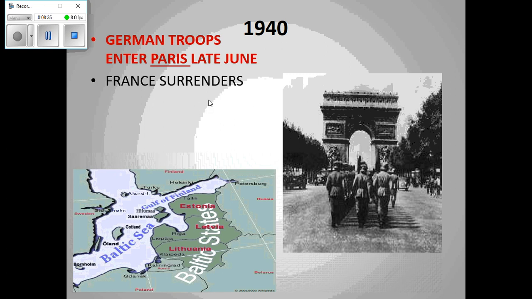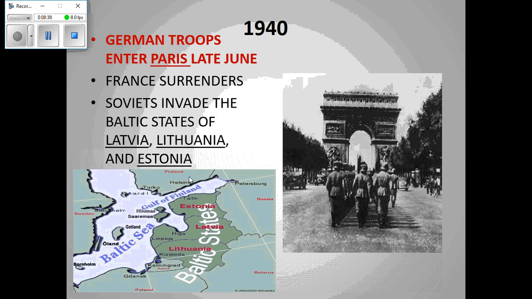All right, so France is going to surrender because they don't really fight back. And again, over in the East, the Soviets, the Russians, have taken Finland, taken Poland. Well, now they're going to take the Baltic states of Latvia, Lithuania, Estonia. All right, you can see them. They all butt right up against the Baltic Sea on this map down here.